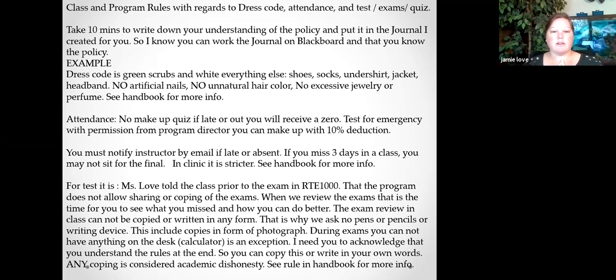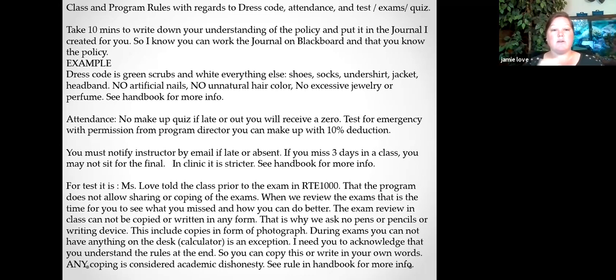The only thing allowed on the desk during a test is a calculator, and you cannot afterwards, when we review, have any kind of copying of it. So if it's done online, you can't save it or download it or anything like that either. Any copying is considered academic dishonesty, and you can see the handbook for the college, the university policy on that. So just copy this, retype it in your own words, however you want to do it, into the journal and sign it. So I have it documented that you have been told these rules and policies.